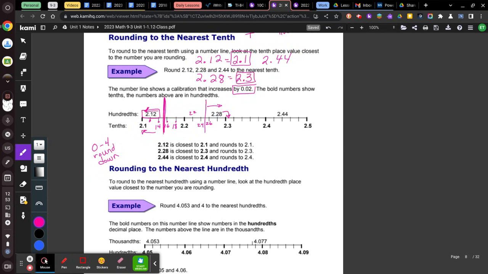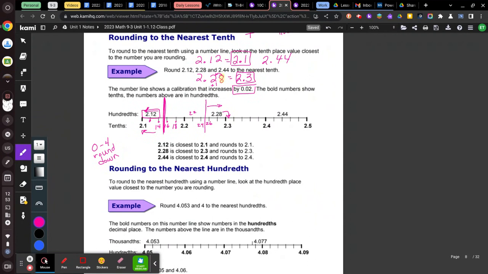Now, if we did not have a number line to look at, we could look at the digits. So look at the digits. We don't have to look at a number line. So if I look at the 8, it is between 5 and 9. So the 8 is going to make the 2 become a 3. That's how we get 2.3. So it's going to make that number round up. It's going to add 1.